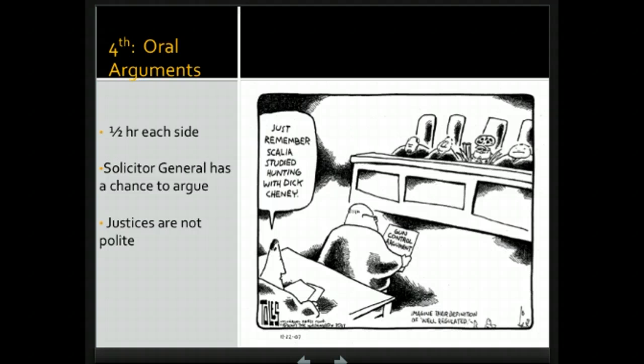If there's a side that you're rooting for, and you're a justice, you can ask the lawyer for the side that you're rooting for the questions that you know are going to lead to the best arguments. That's the point of reading the briefs, so you can help a lawyer out when they're in front of you.